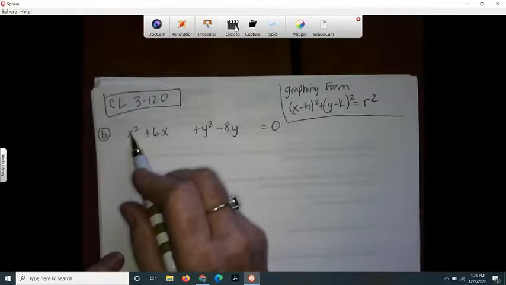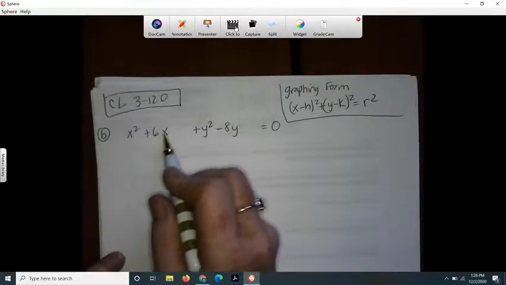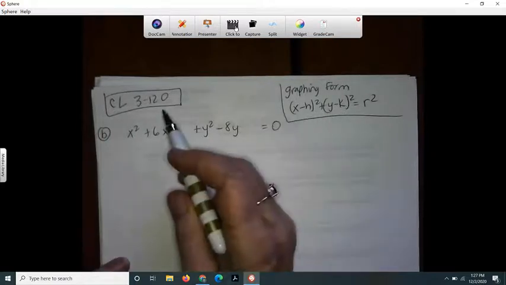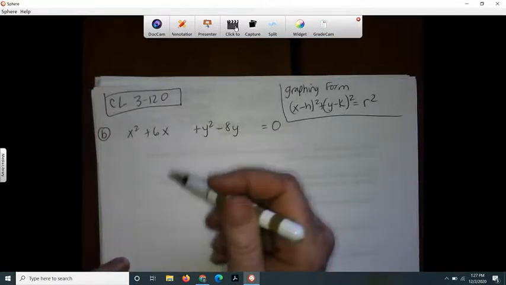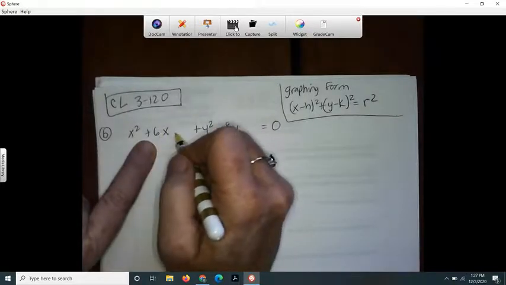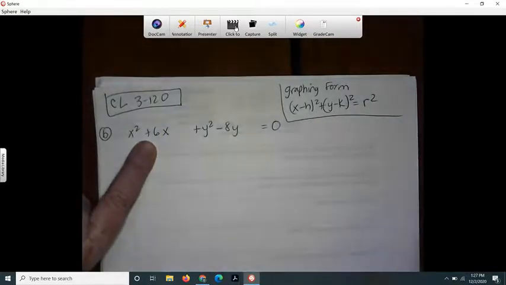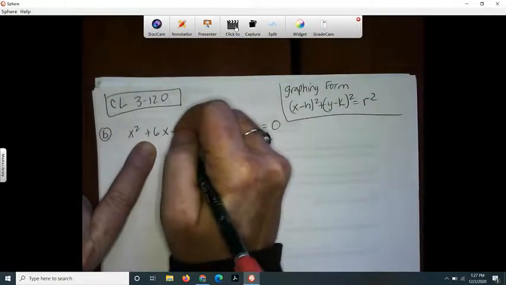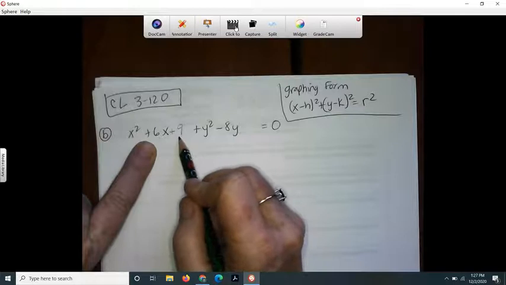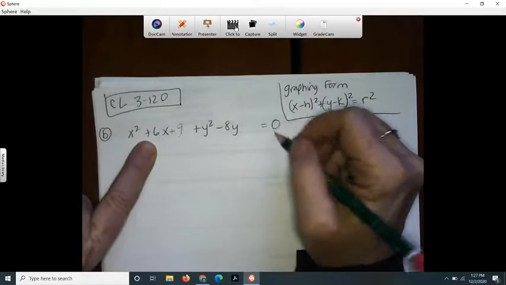I have an x squared tile and 6x tiles. So if I were to arrange them to make a square, I'd have 3x tiles on each side. And 3 squared is 9. So the number that I need to complete the square right here, I'll write it in a different color, is 9. So if I add 9 here, I have to add 9 to the other side of the equation.